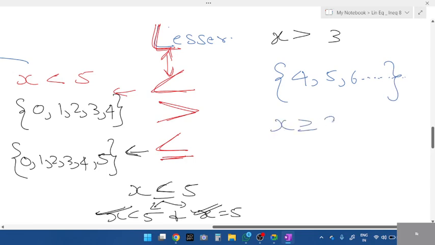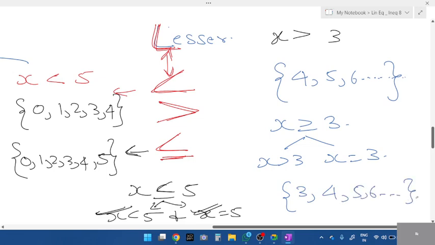x is greater than equal to 3. Again, this is split into two parts. x should be greater than 3, and x should be equal to 3. Fine. If it is equal to 3, should I consider 3 here? 3, 4, 5, 6, it goes on. Is this concept clear? Less than equal to, greater than equal to.